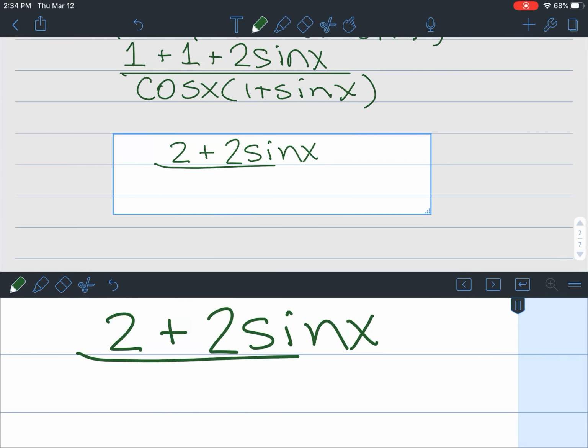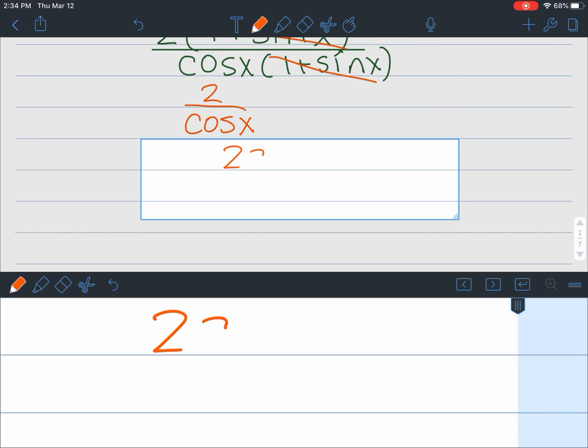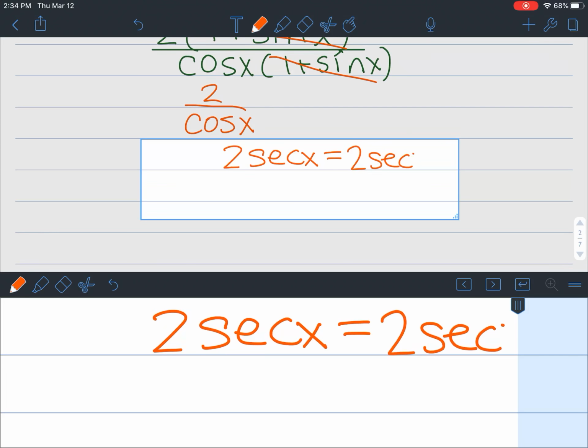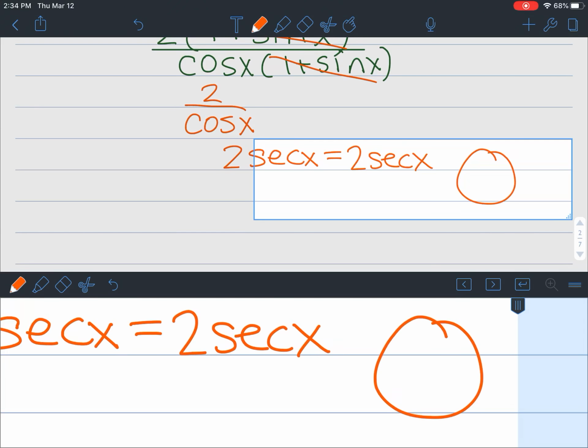Woohoo! Look at that. Isn't that crazy? Look at that. All right. Now I'm almost done. I'm just left with 2 over cosine x. Remember that I wanted to get 2 secant x, but that's fine because 2 over cosine x equals 2 secant x. And I have done it.